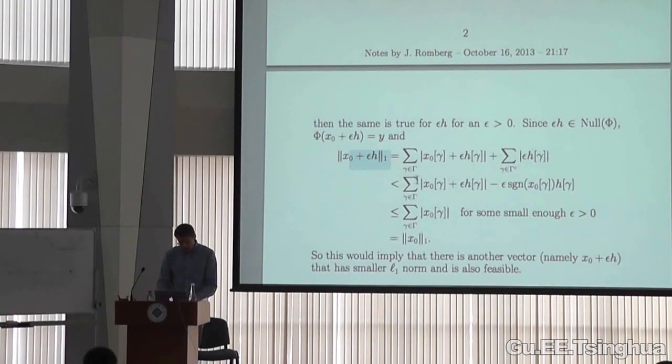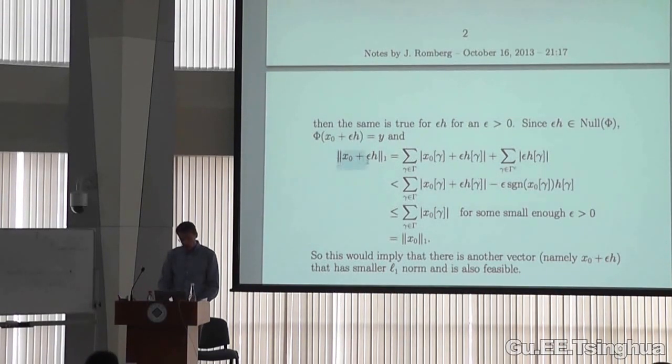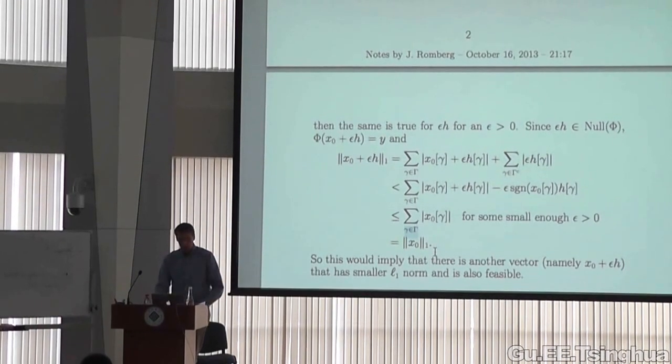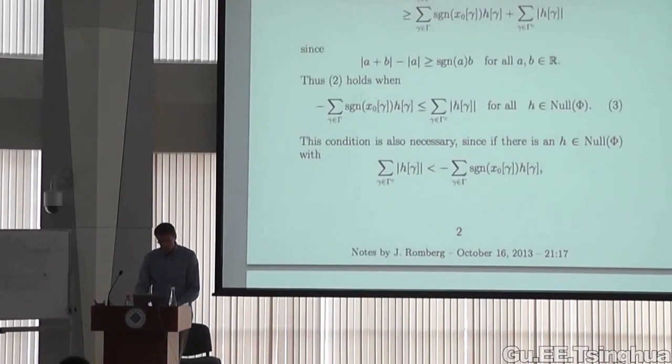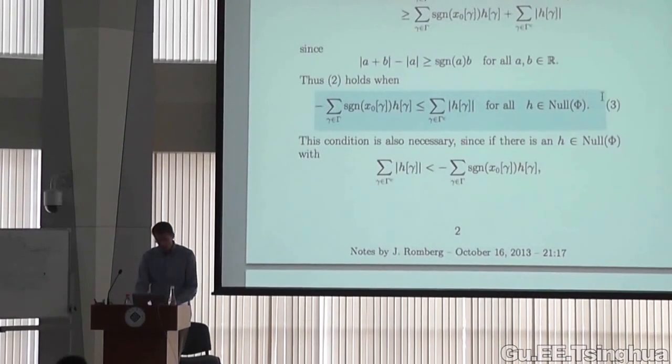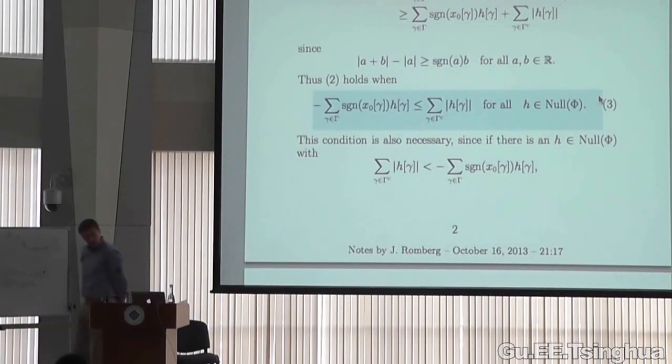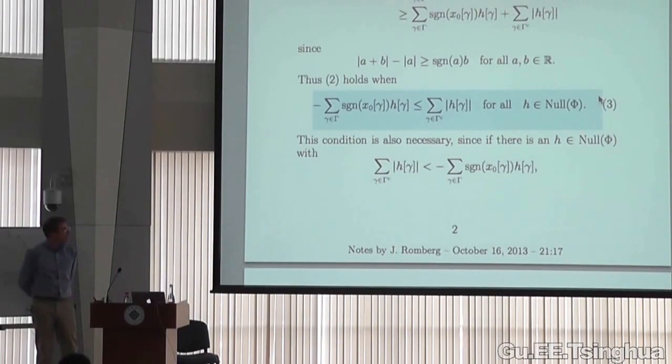And then the idea is that, again, I can replace this by the sign of epsilon h with epsilon times the sign of gamma naught. But I can choose this epsilon small enough so that the sign of this doesn't change. Right? So I can immediately show that this has to be strictly less than the L1 norm of x naught. So this being true for all vectors h in the null space of phi is both a necessary and a sufficient condition.